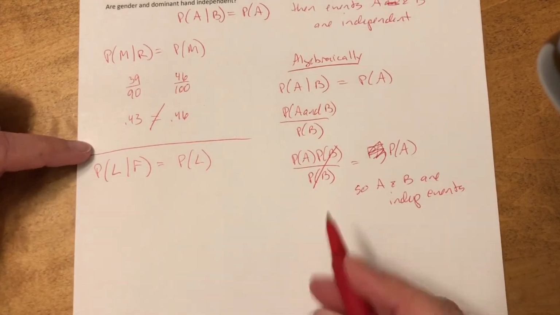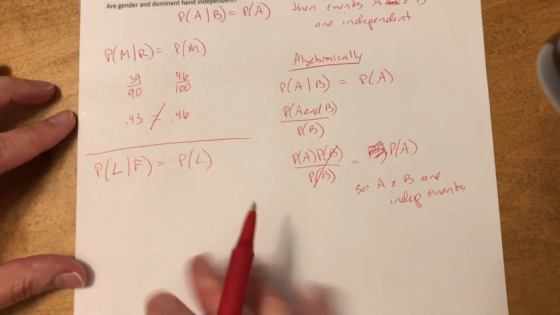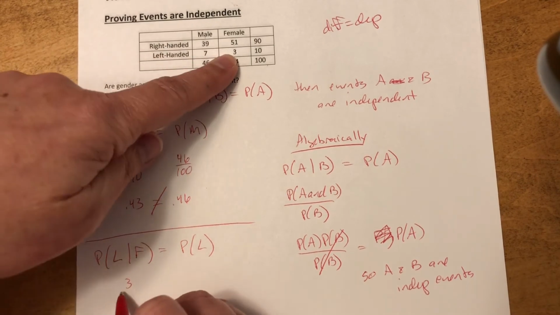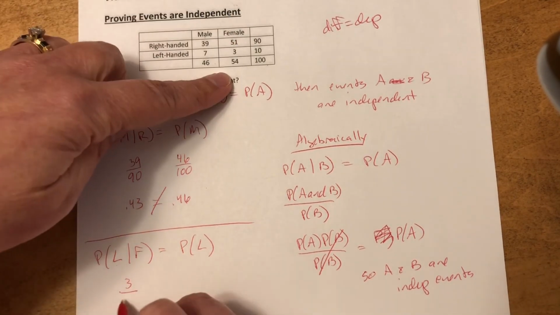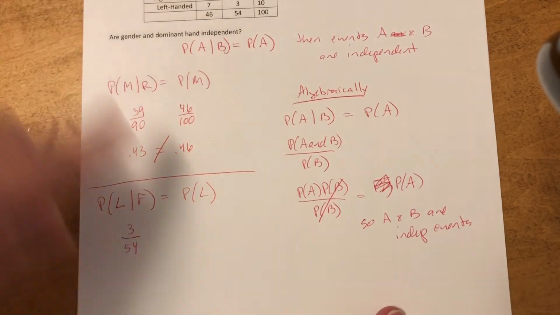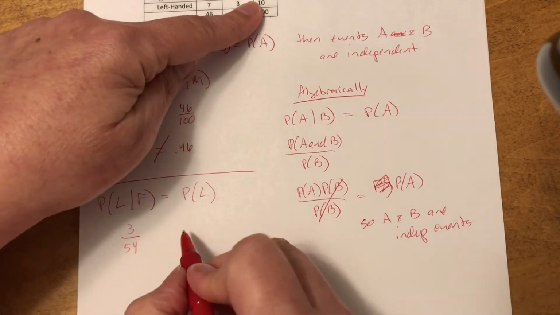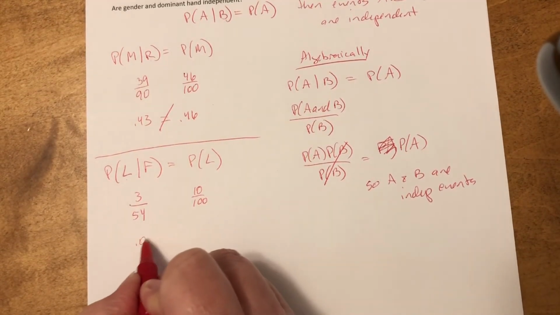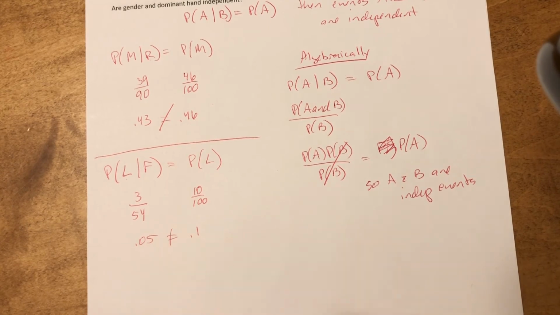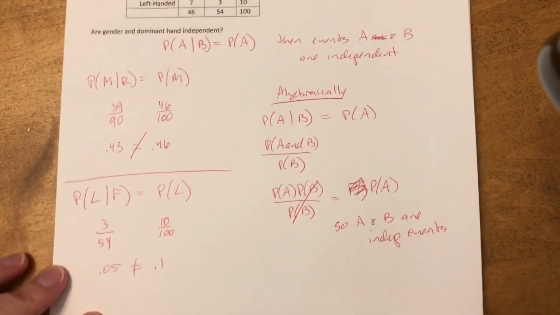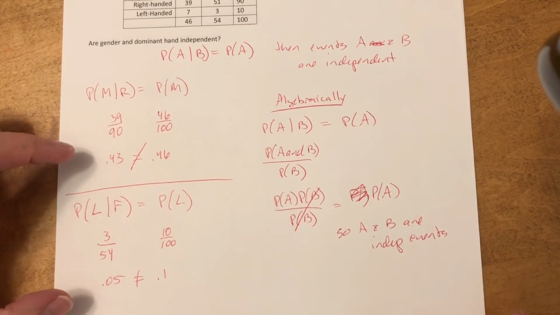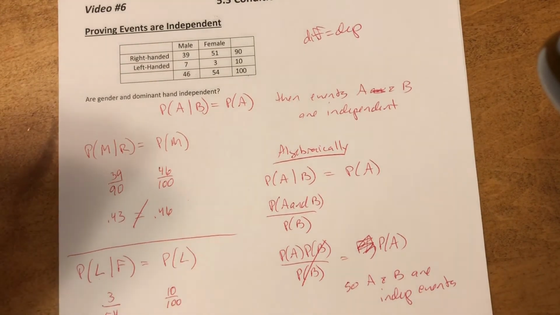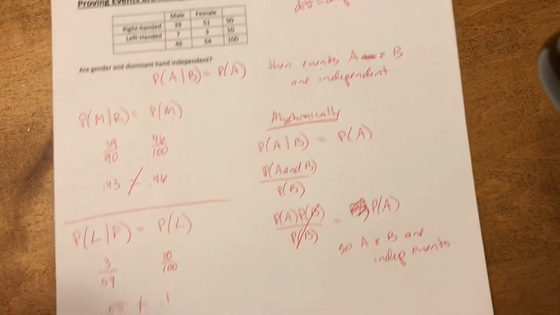They're independent. The probability of left and female is 3 over female, which is 54. I'll do the decimals in a second. And the probability that somebody is left-handed is 10 over 100, again a marginal distribution. So 3 over 54 is 0.05, and of course this is 0.1. Definitely not the same. So what we have here is proof, or some statistical evidence, that gender and dominant hand are not independent. They are dependent. There is some sort of relationship.